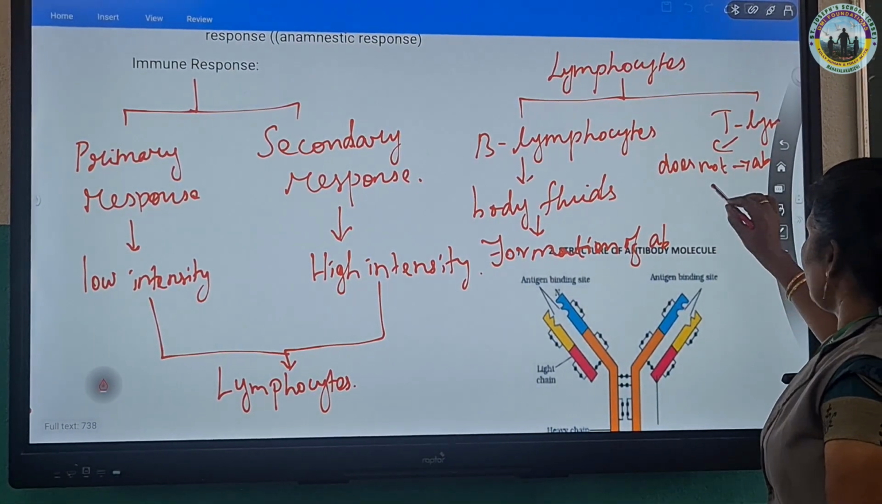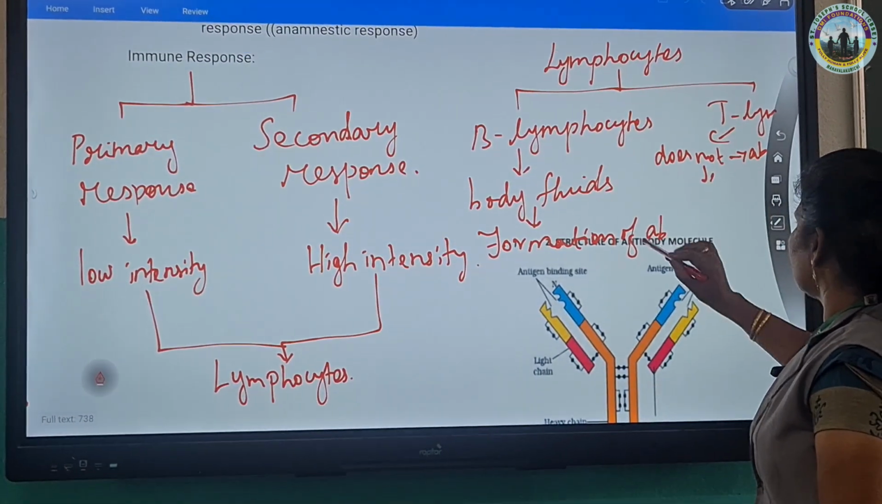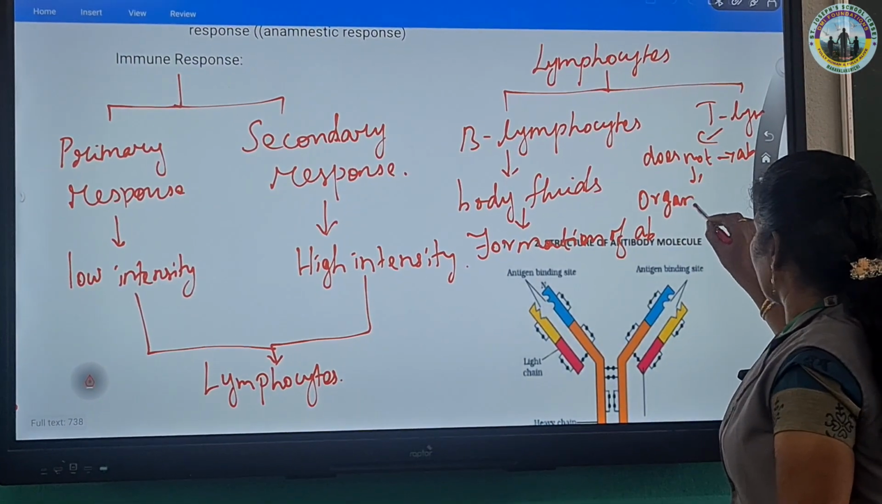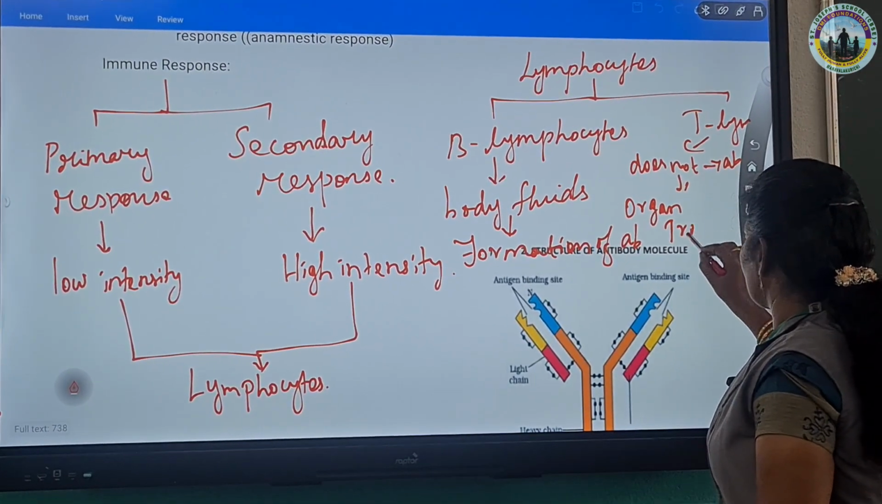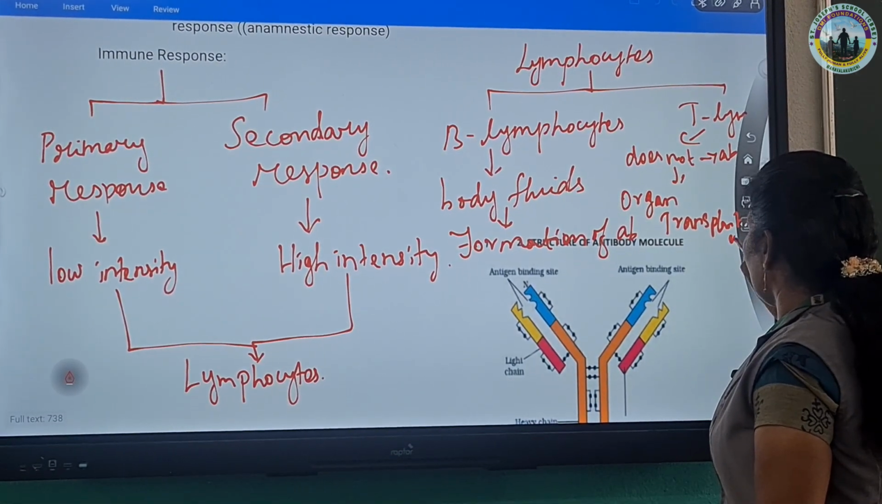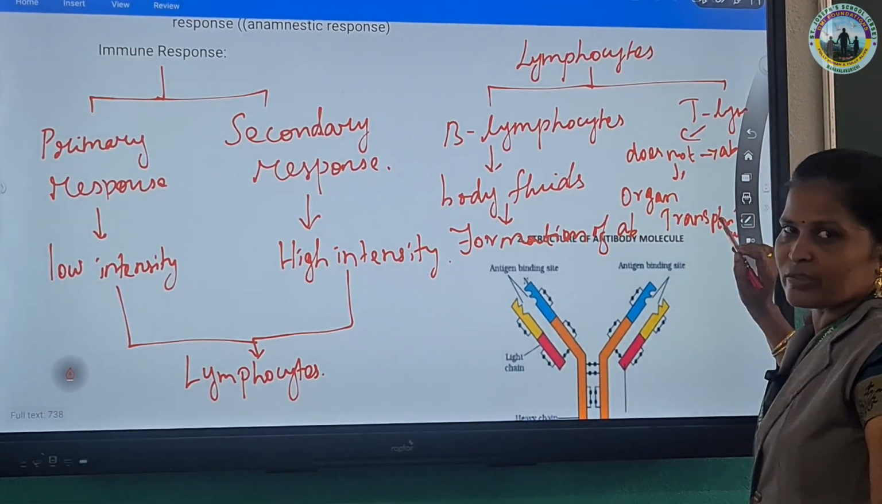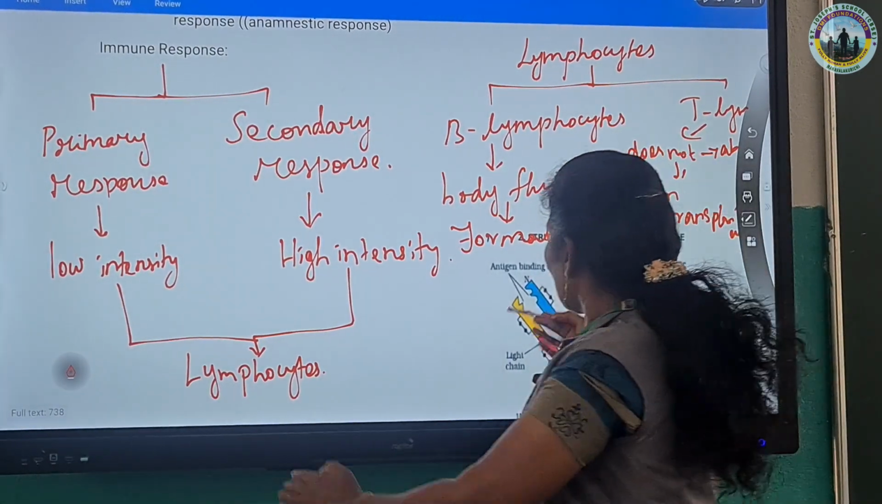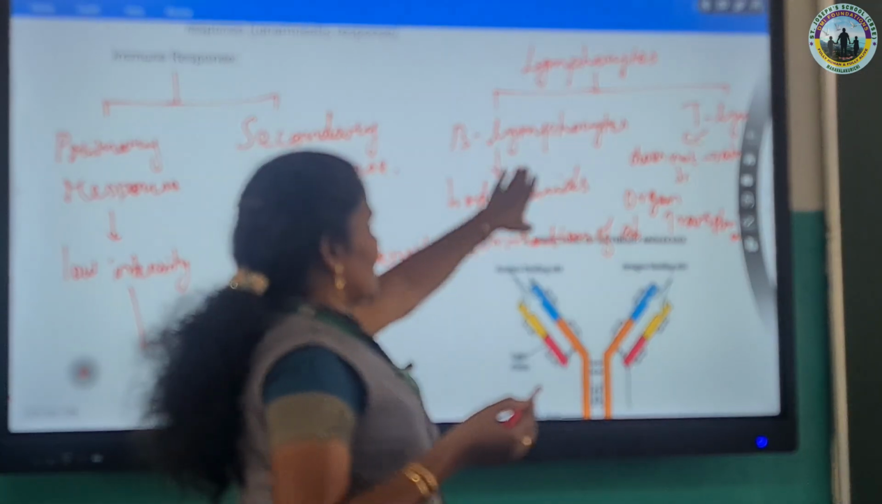At the same time, it is important for organ transplantation. So, these two things we are studying about the lymphocyte.